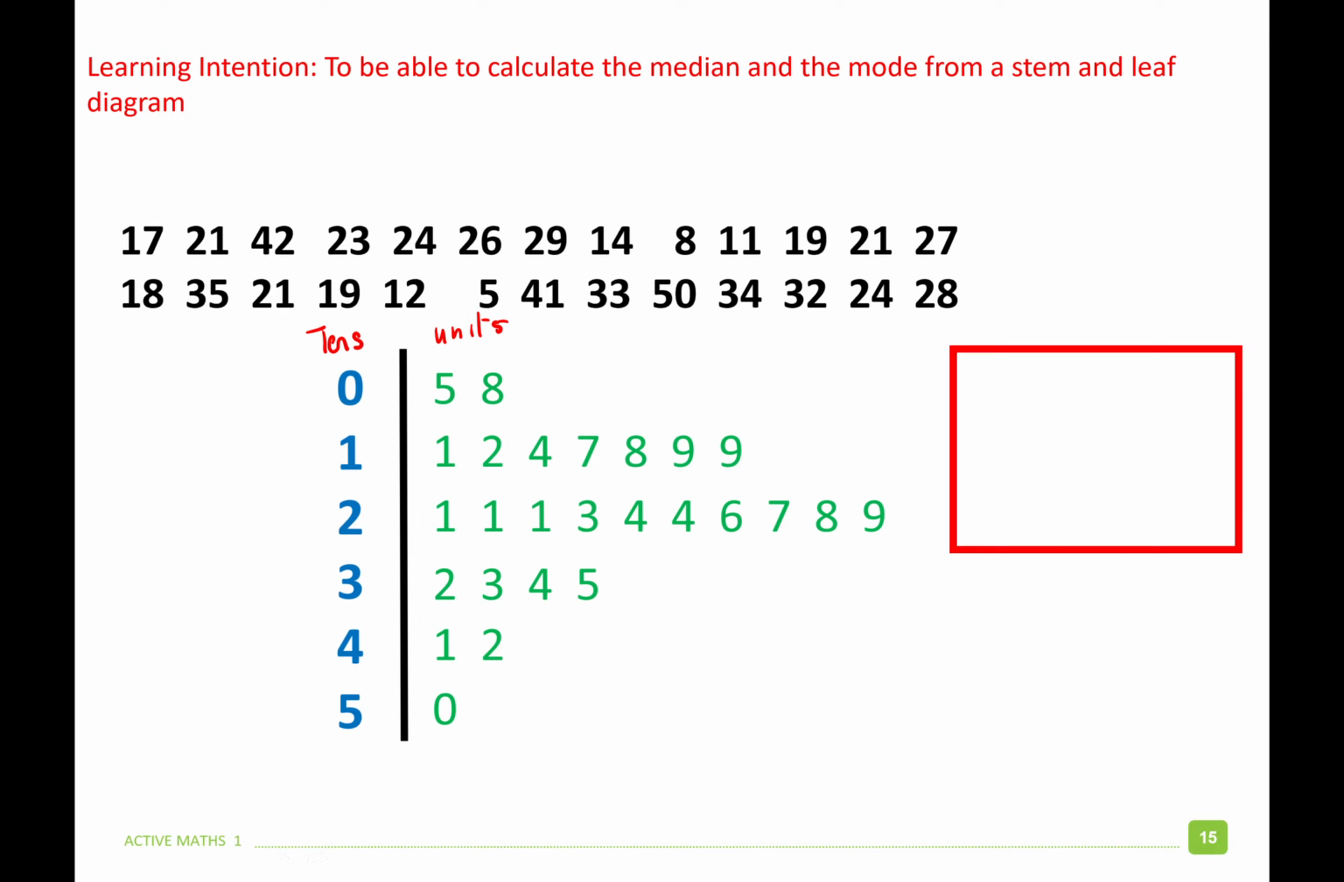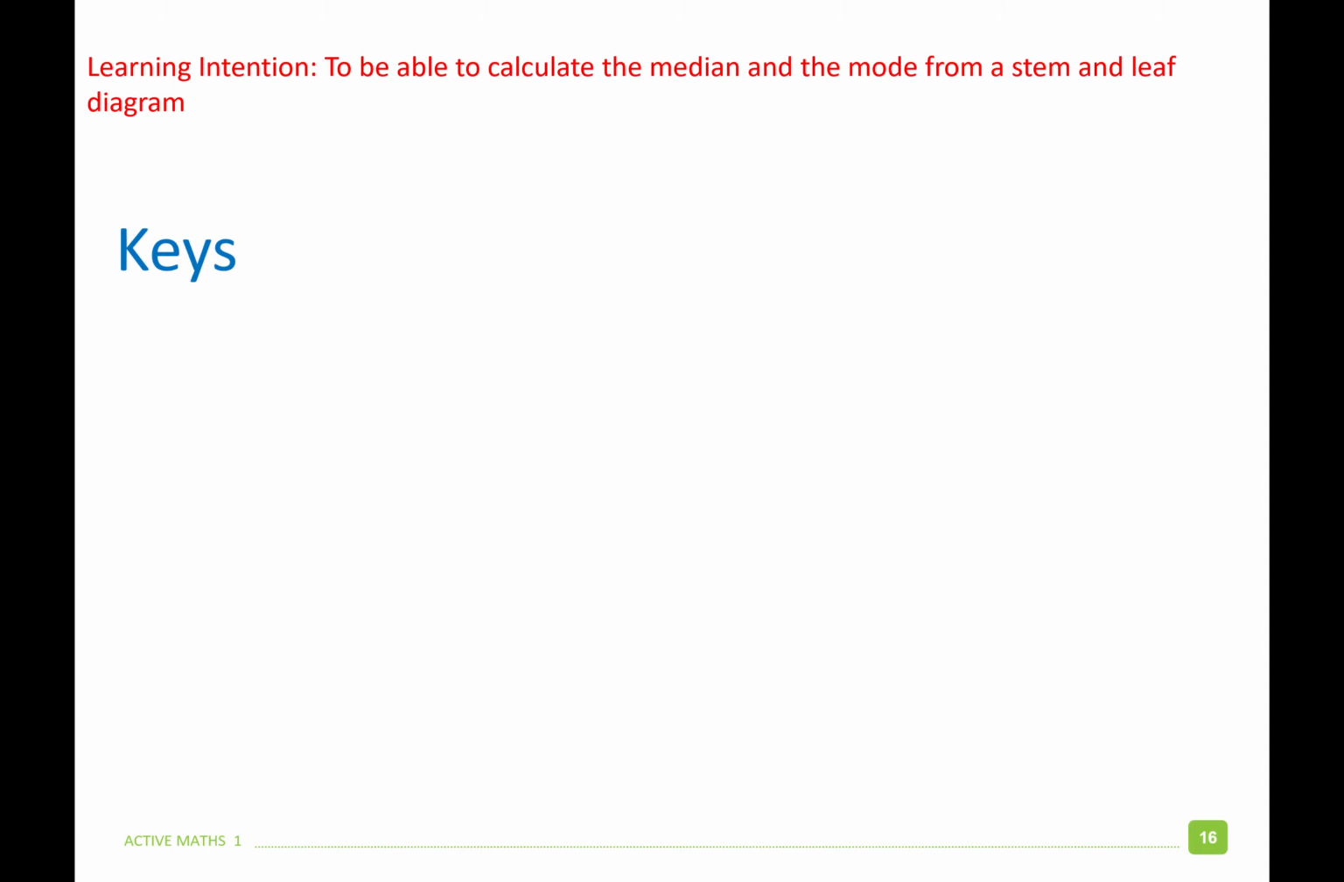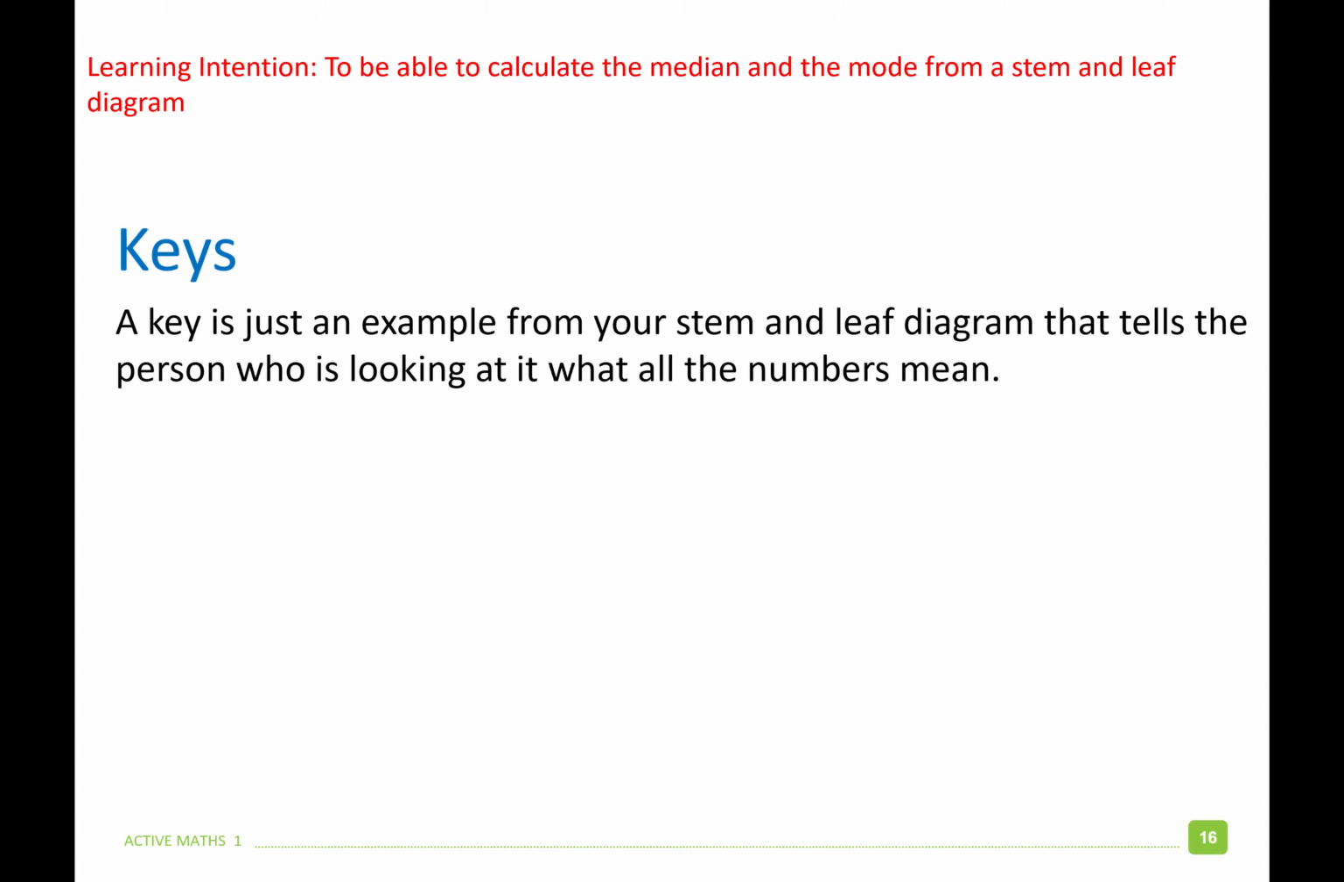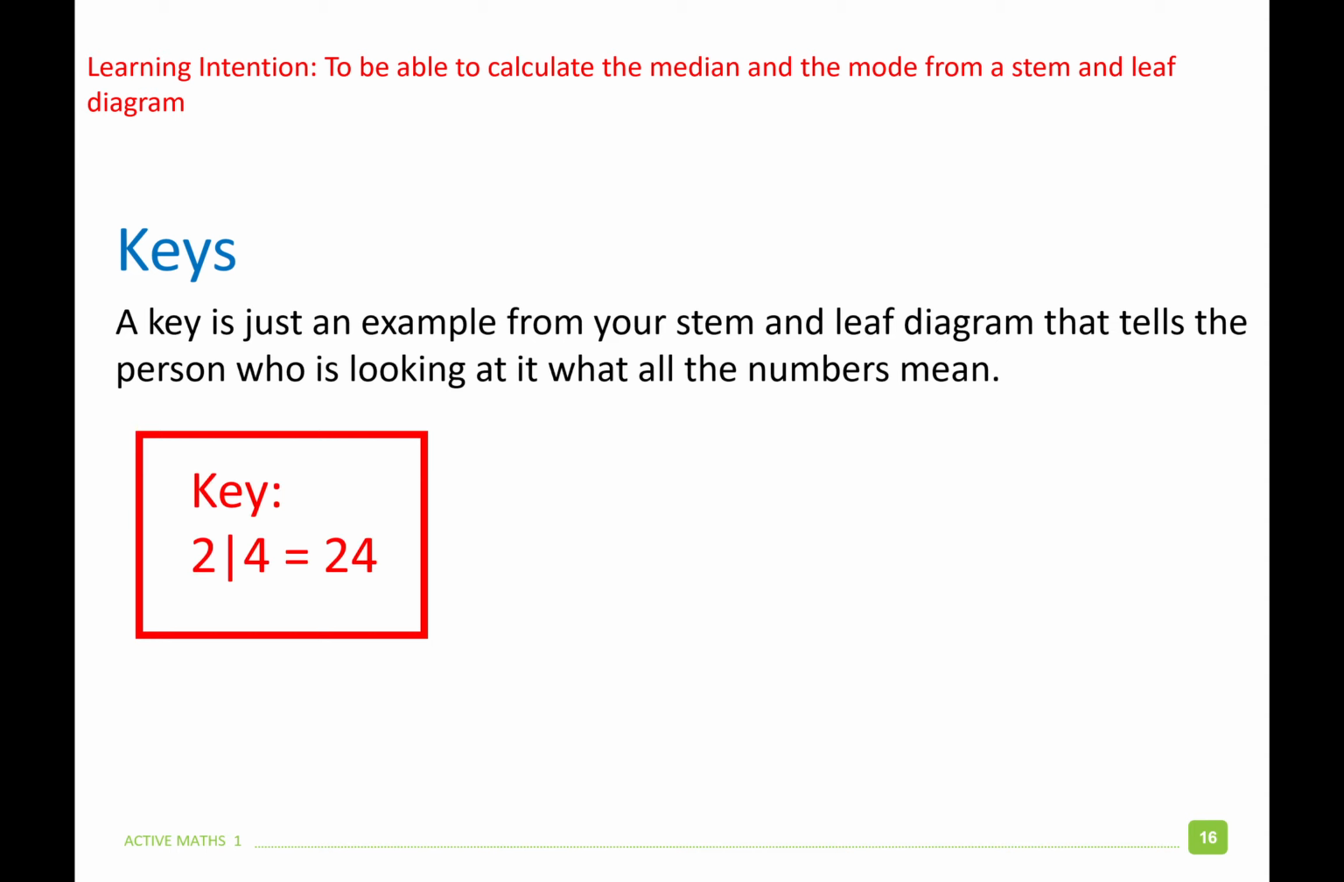And don't forget to draw in your key. Your key is the value that explains what your data means. For example, 2 line 4 equals 24 minutes. So a key is just an example from your stem and leaf diagram that tells you what your numbers mean.